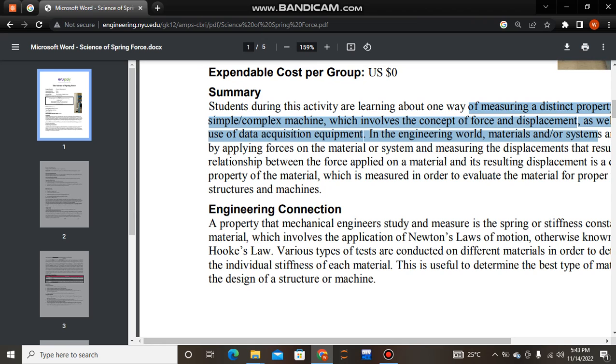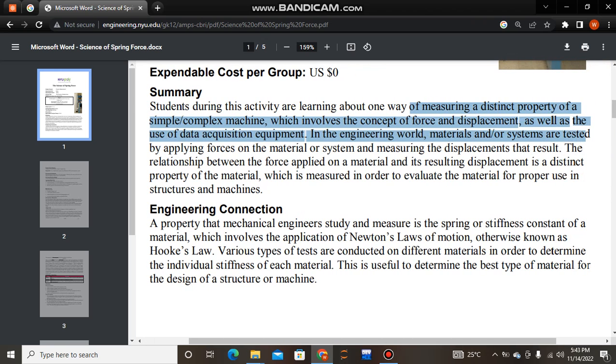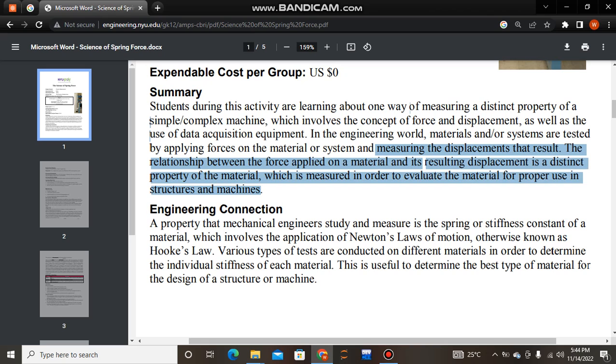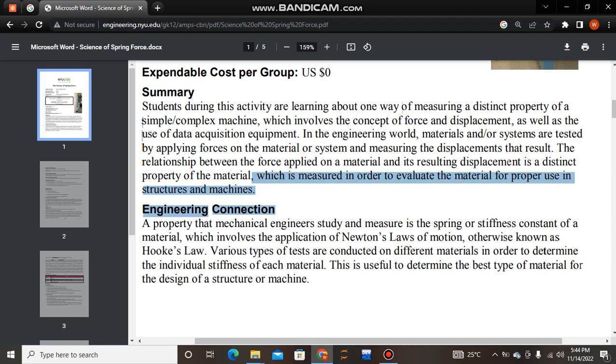Materials or simple systems are tested by applying forces on the material or system and measuring the displacement that results. The relationship between the force applied on a material and its resulting displacement is a distinct property of the material, which is measured in order to evaluate the material for proper use in structures and machines.